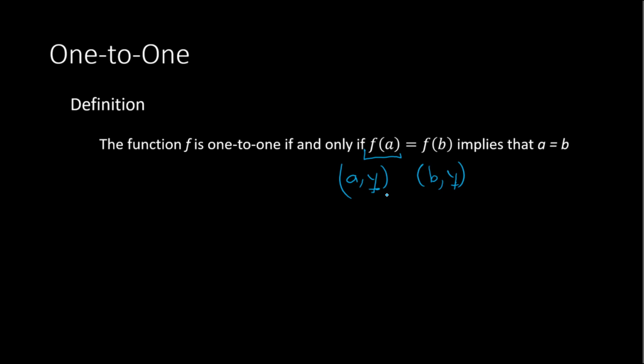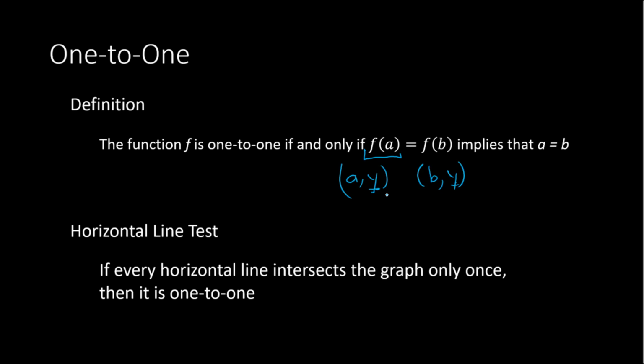All right, and then a way we can determine this, if you're given a graph, is we can use what is called the horizontal line test. So it's basically just like the vertical line test to determine if something is a function, but instead of a vertical line, it is a horizontal line. So we can determine if a function is one-to-one if every horizontal line intersects the graph only once.